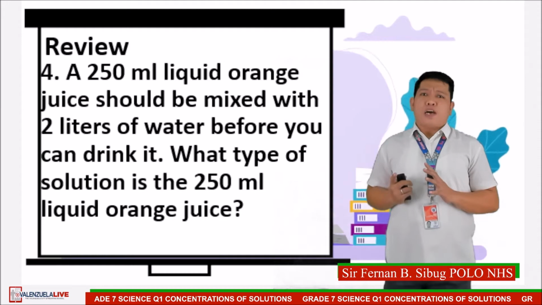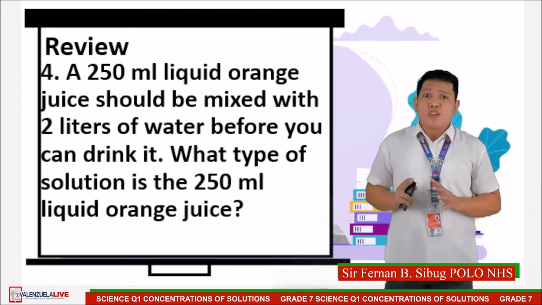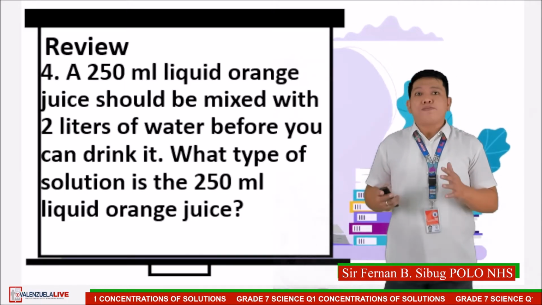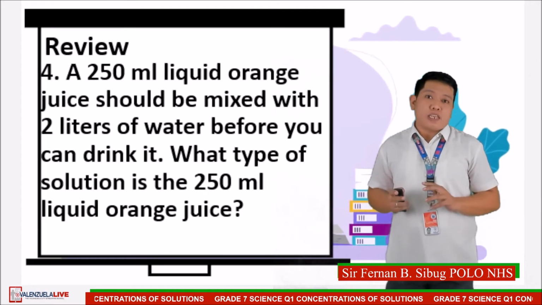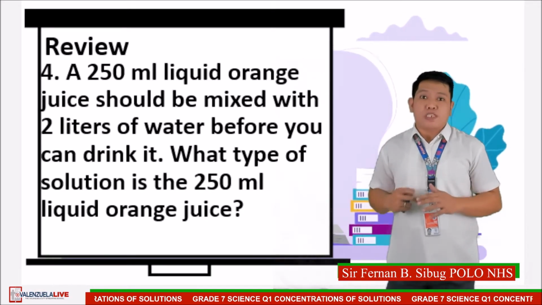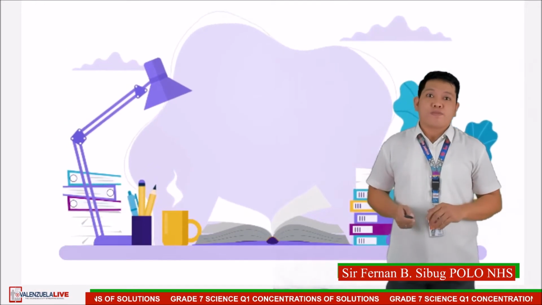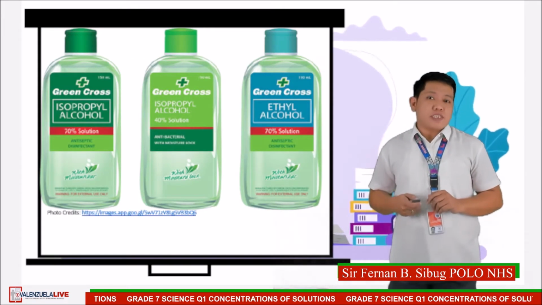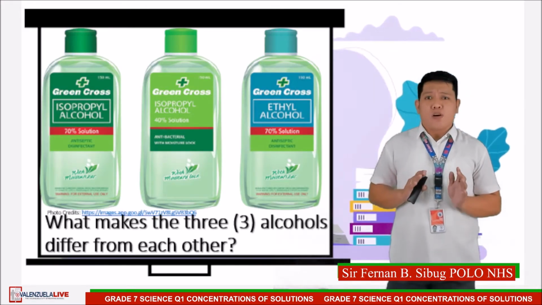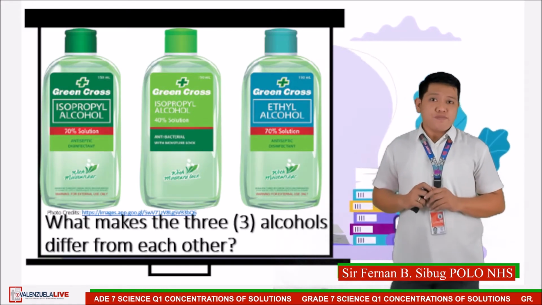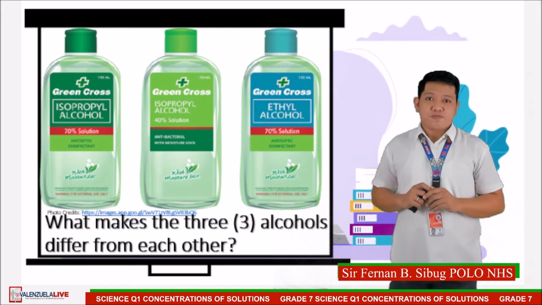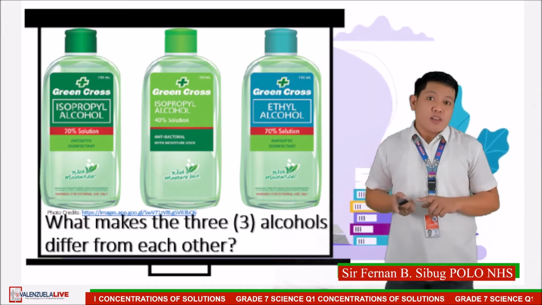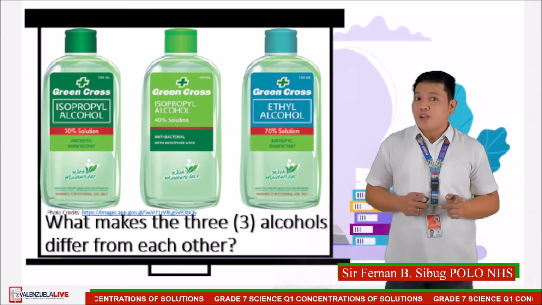Now, how can we classify a mixture or a solution if it is clear? Is it concentrated or not? Now that we are still facing the pandemic of COVID-19, one way to keep us safe is using alcohol solution. I have here three types of alcohol solution. The question is, what makes the three alcohols differ from each other? Correct. Two alcohol bottles are isopropyl alcohol and the other one is ethyl alcohol.